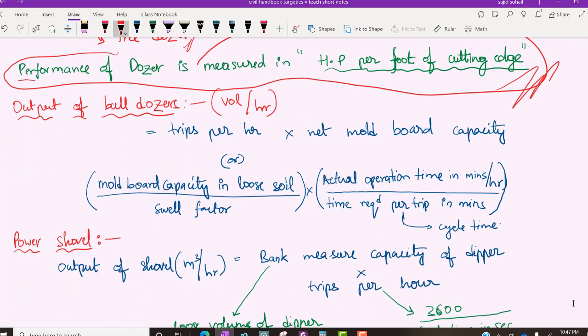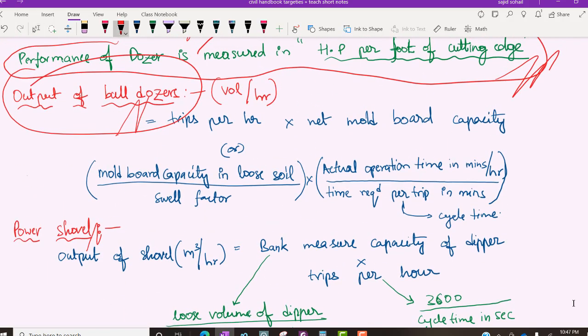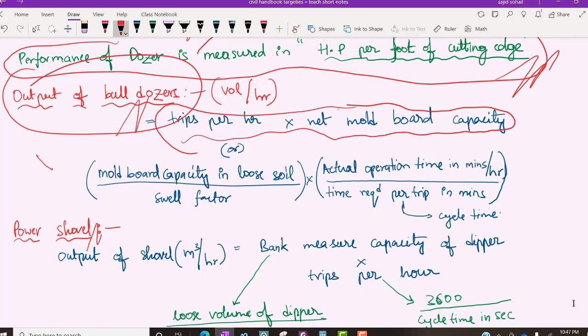And next is output of bulldozers. Output of any vehicle, it could be bulldozers, it could be power shovel, whatever. Output का मतलब है volume per hour. Volume per hour, ये unit याद रखना है. Whatever you are given in the question, just check. The end answer should be volume per hour. That's it. Multiply units as per it. Okay. So for example, if number of trips are given per hour and capacity of mold board is given, what you can do, trips per hour into the net mold board capacity आप कर लो, आपको आपका आंसर आ जाएगा. At the end you should be getting volume per hour. That's it.